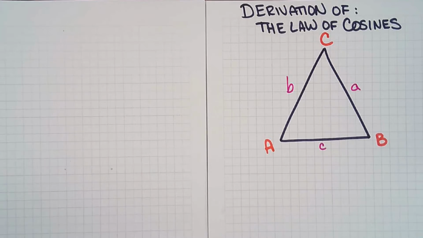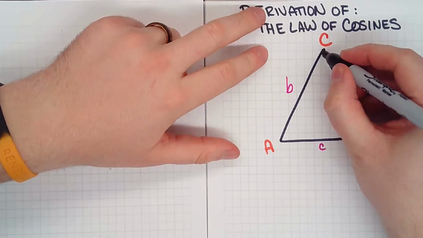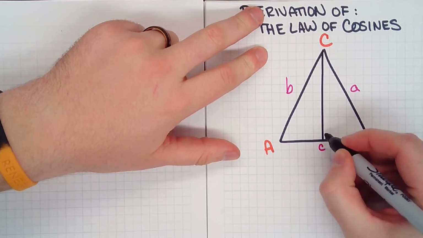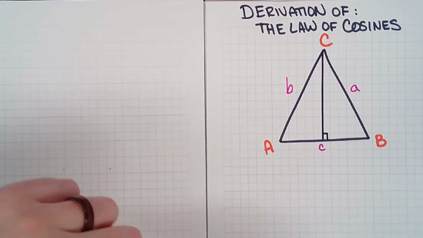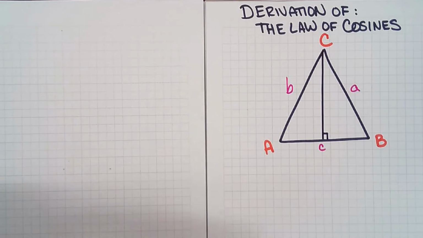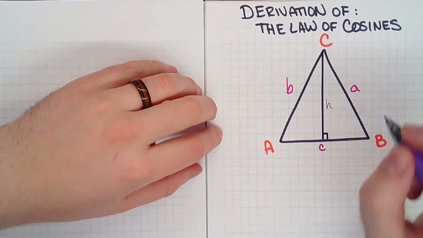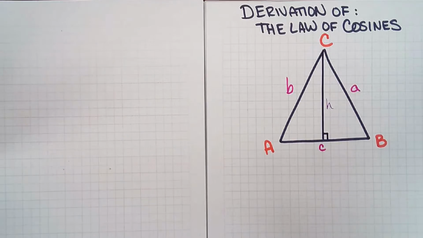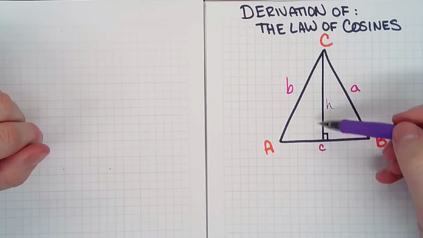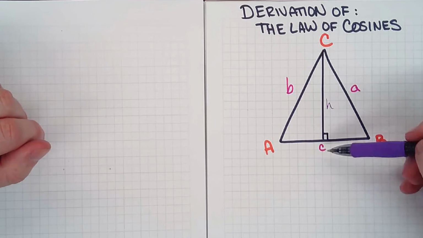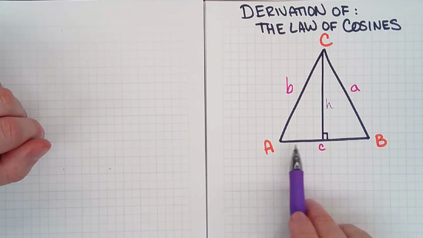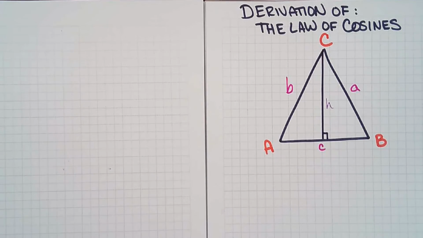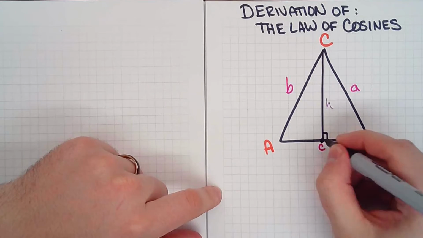All right, so what we're going to do first is drop an altitude, drop an orthogonal, drop a height. We'll call it H for height. I'll label that now with an H. This is the height of the triangle. You can always do this for any triangle, and it does not necessarily cut it in the middle. This is not a perpendicular bisector. This point right here, we'll call it, how about D? This point can be D.